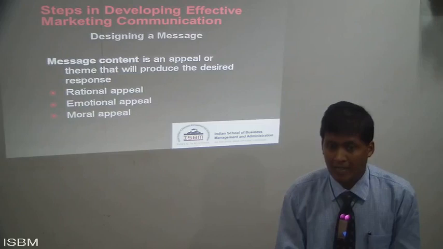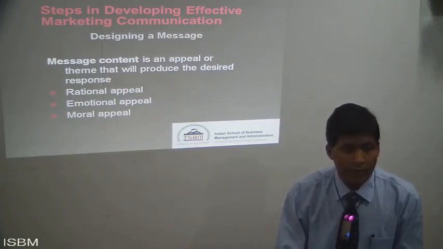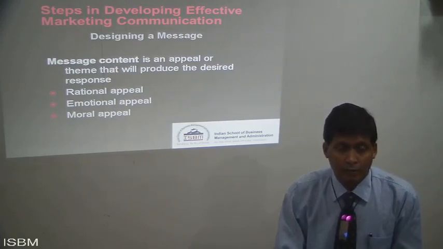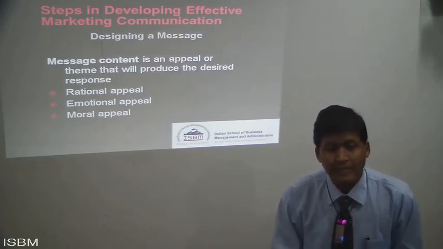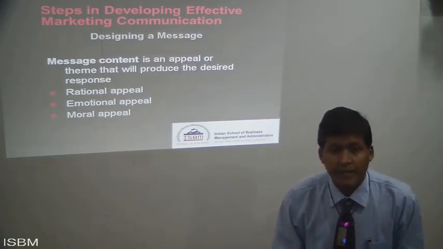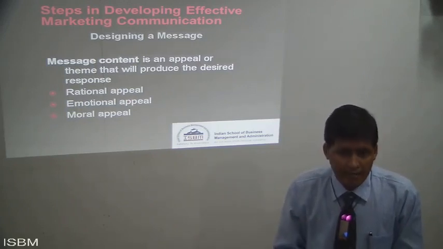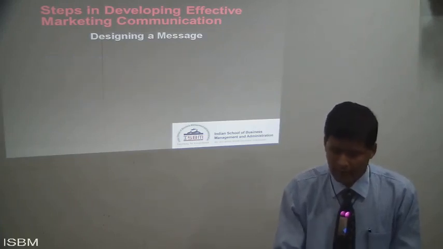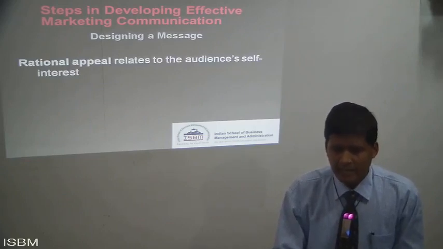Moral appeal is in terms of ethics, in terms of the philosophy of the organization. For example, within the tagline itself, the philosophy is seen. For example, DTDC's tagline, 'Delivering value,' is a moral appeal. It itself says the philosophy of the organization. So when we say rational appeal, it relates to the audience's self-interest.